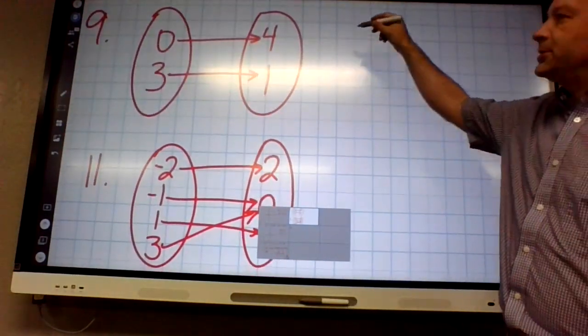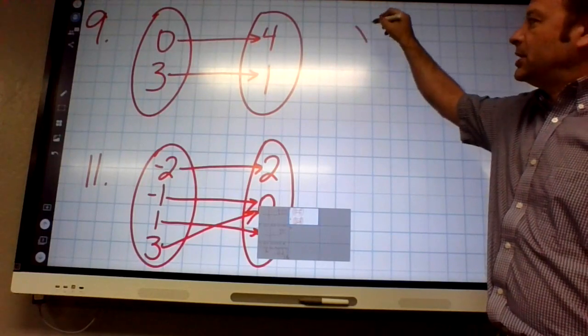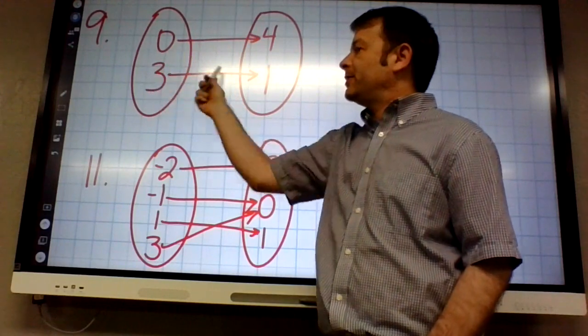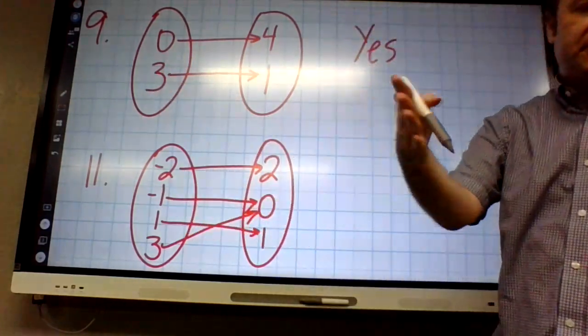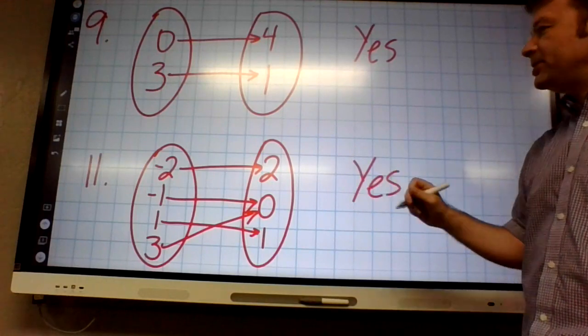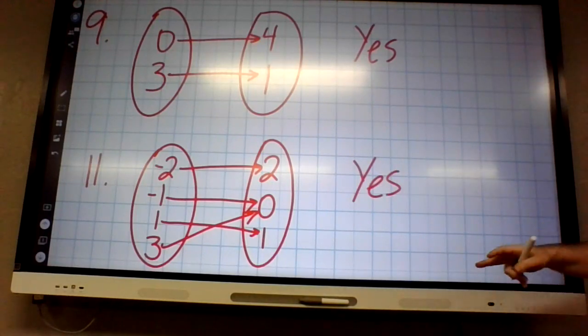Is 9 a function? Yes. If only one arrow comes from it, it's going to have to be a function. Is 11 a function, or does it pass the vertical line test? Yes, they both are. That means there's probably some no's on the odds or evens.